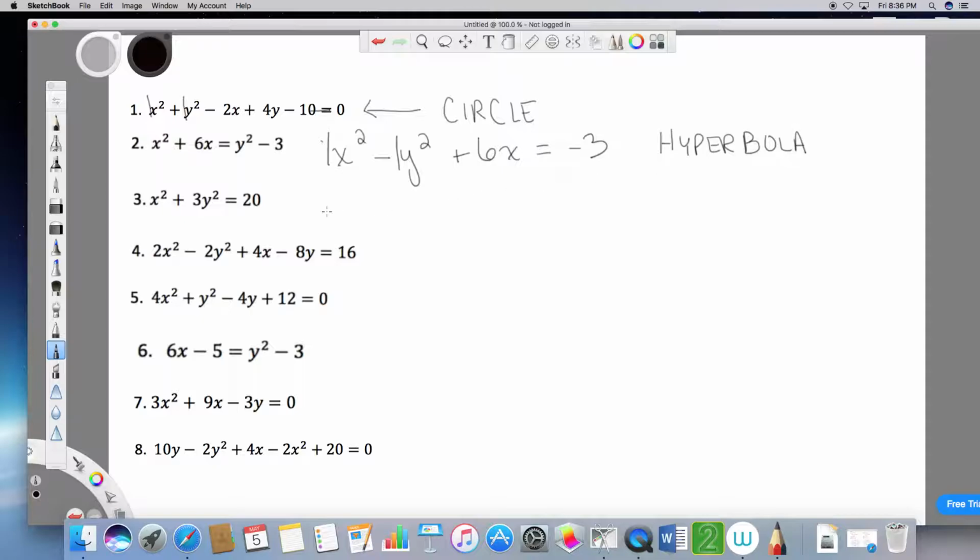There we go. All right, now here in number 3, I have a 1x squared and a 3y squared. They're not equal to each other, and they're not opposite in sign like number 2 was. This was a positive number in front of x squared and a negative number in front of y squared. That's how I knew it was a hyperbola. When the numbers are the same sign, either both negative or both positive, but the numbers are not equal to each other, then I know that this guy is referred to as an ellipse.